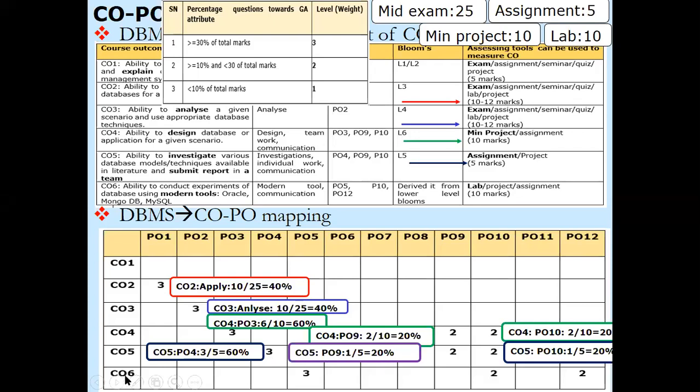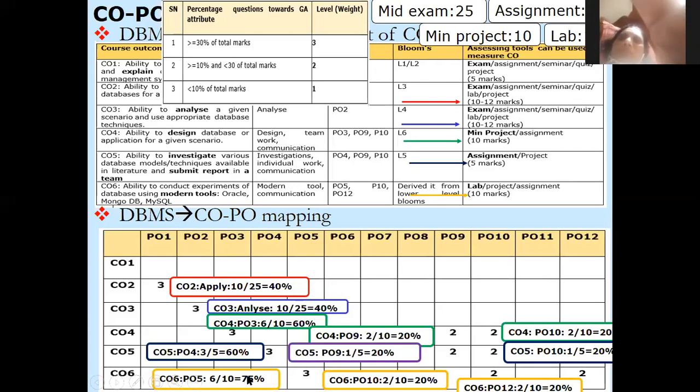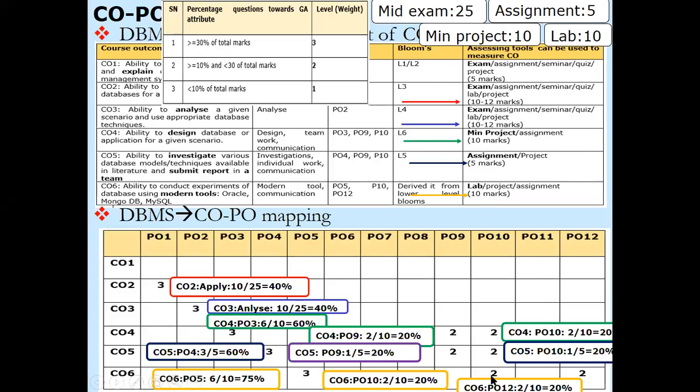With respect to CO6, it is mapped with PO5, PO10, PO12. Then the total is 10 marks. 6 divided by 10 with respect to PO5, it is 75. And with respect to PO10, it is allocated 2 marks. 2 divided by 10 is 20%. So this is 2. With respect to PO12, it is allocated 2 marks. 2 divided by 10 is 20%. So it is a 2. This is the way mapping takes place.